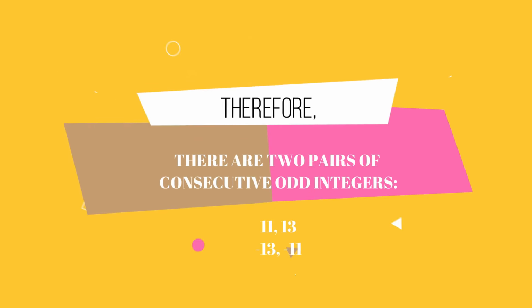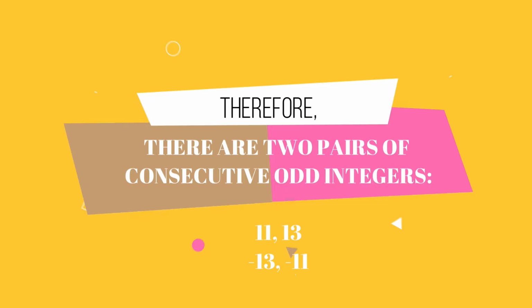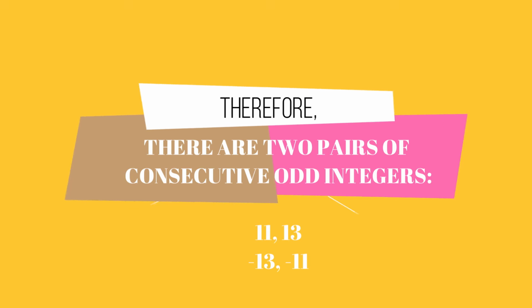Therefore, sa ating problem, we have two pairs of consecutive odd integers. We have 11 and 13, and we also have negative 13 and negative 11. Let's proceed to our second word problem.